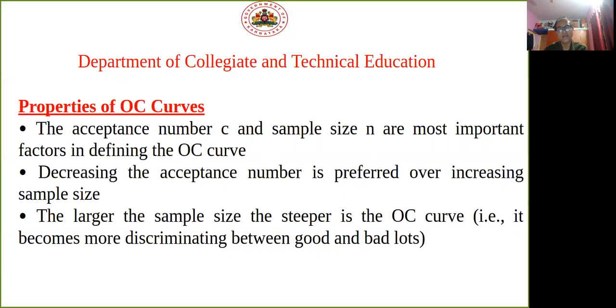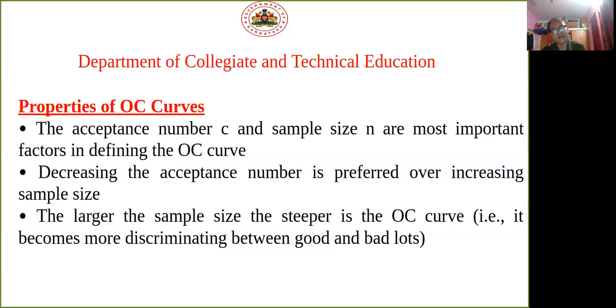If the value of C increases, reducing the sample size is preferred here. If the acceptance number is reduced, there will be better quality. If the acceptance number increases, we are getting lower quality products for the consumers. So that's the second property of the OC curve.